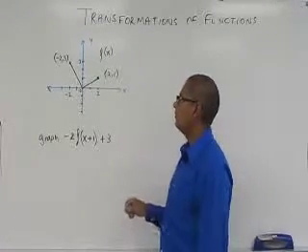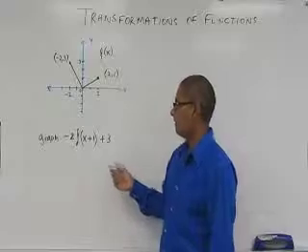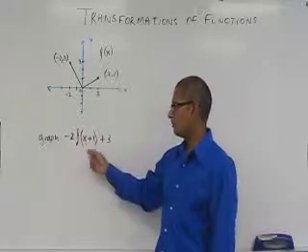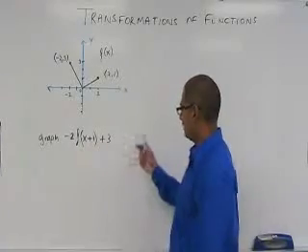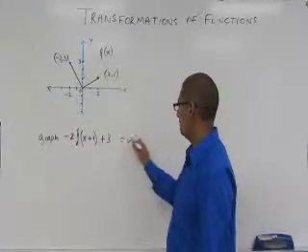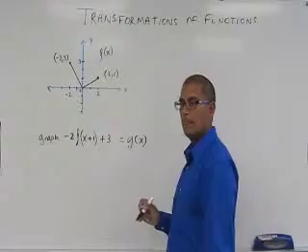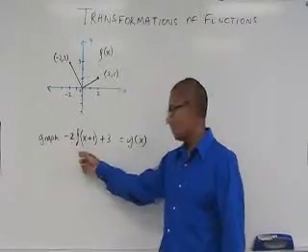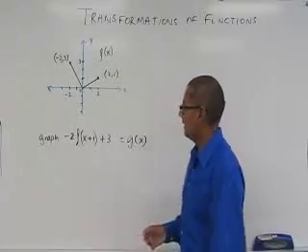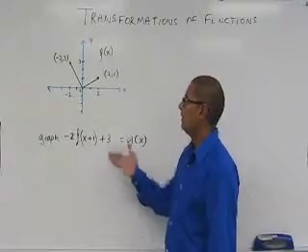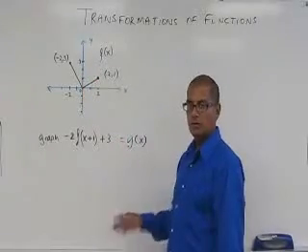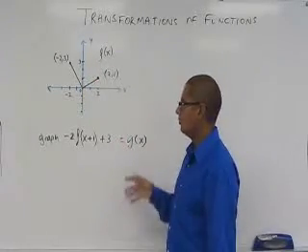And I want to make a graph of this new function, -2 times f of (x plus 1), plus 3. We'll call this new function g of x. But g of x is -2 times f of (x plus 1), plus 3. How do I graph that based on this f of x and the points I know? So we're going to take a stepwise approach and look at this.